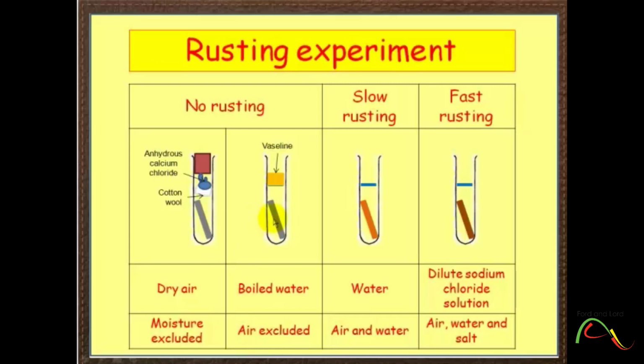Air excluded, no rusting. Right, now cover it in water. So blue line there represents water beneath. Water is present, there's lots of air in the water. Will it rust? Yes it does. So air and water brings about rusting. Now, suppose you put some salt in the water. So here we've got a dilute sodium chloride solution or salt solution. It will rust far quicker. So here we've got air, water and salt. So if you live by the seaside and you've got lots of water in the air and salt in the air, your car's going to rust more. It's a pain, isn't it?